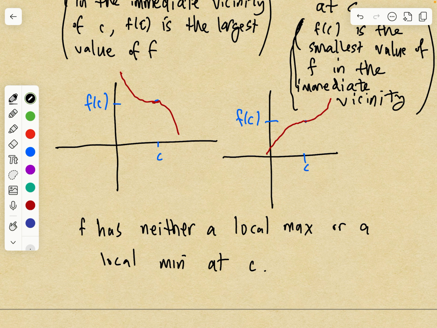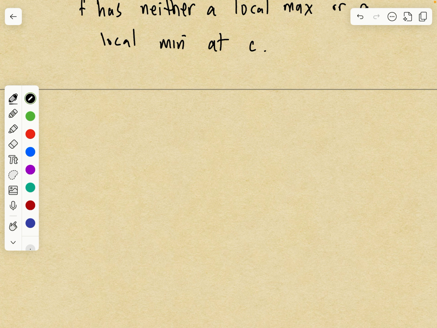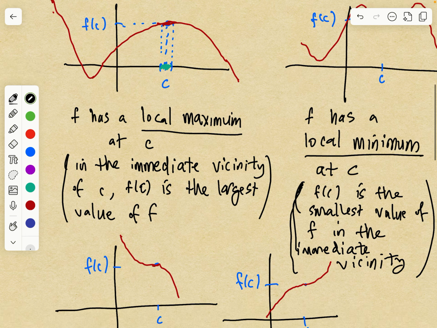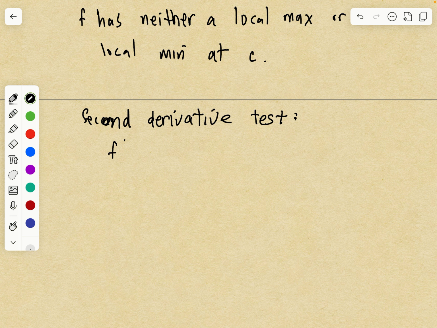And the question is, if you have a critical point c, does your function have a local max, a local min, or neither? Which scenario do you have? One way to tell is something called the second derivative test. We're still reviewing the Calc 1 situation. What happens is you look at f double prime of c, the second derivative. So you calculate the second derivative and then plug in c.